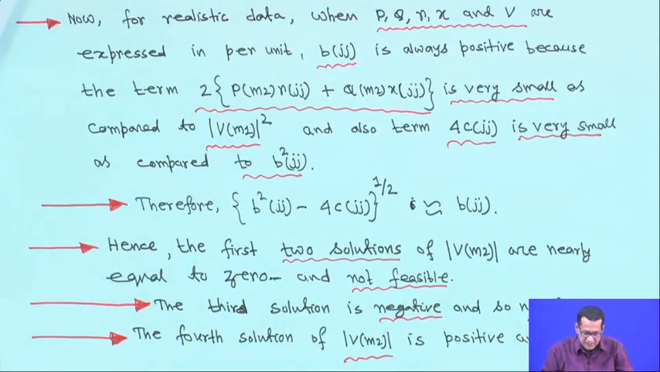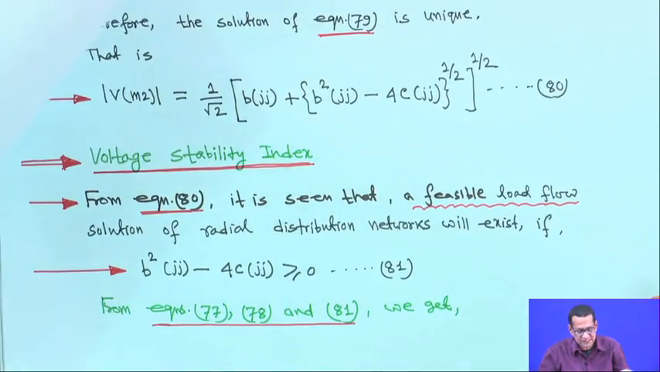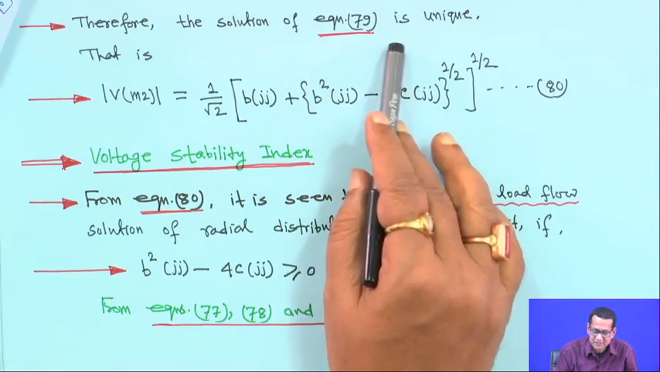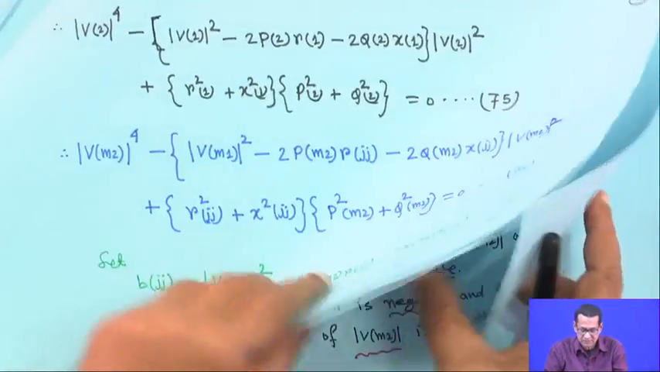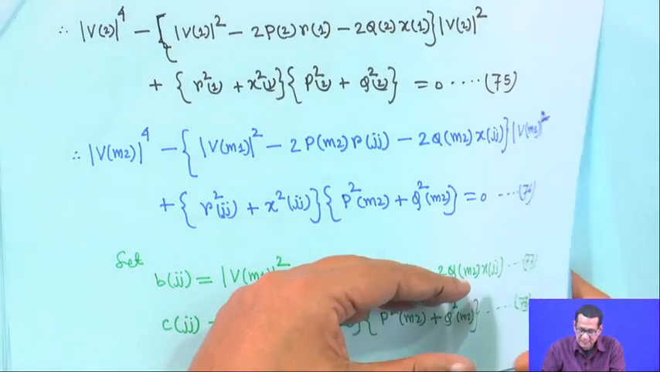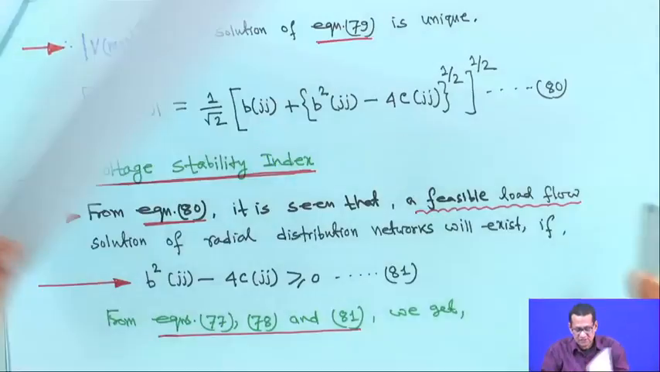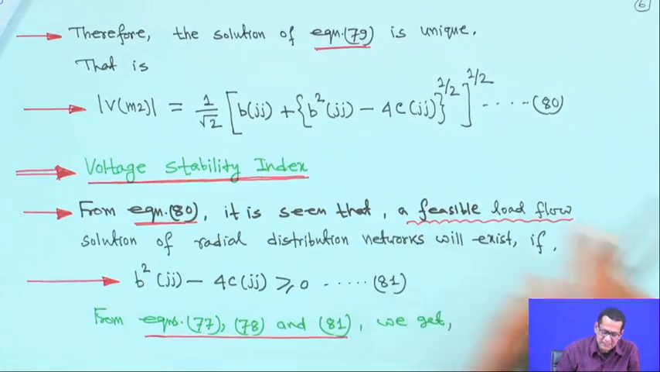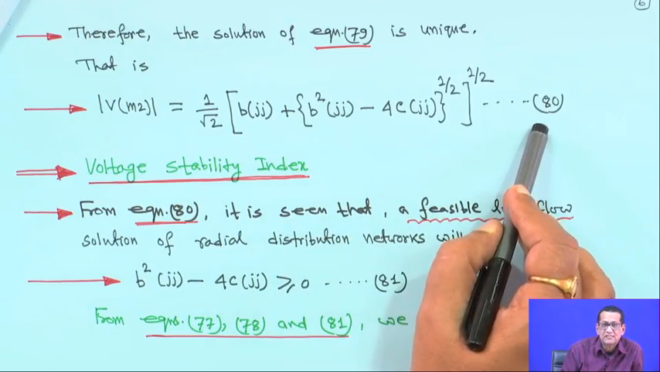In the third solution, I told you it is negative, so not feasible, and the fourth solution of Vm2 is positive and feasible, right. So, this is the solution of equation 77. Therefore, the solution of 79 is unique. That means whatever solution we got for equation 79 is the unique solution, because it has only one feasible solution. Therefore, I have put it in this version, and only this version I have used for the second method of the load flow studies. So, this is equation 80. Thank you.